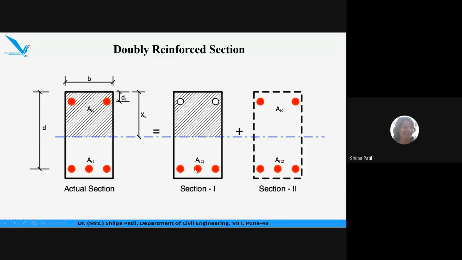So we are distributing the total AST in both sections in such a fashion that the force of compression developed by the concrete in the compression zone is balanced by this AST1, and the force of compression developed by the steel in the compression zone will be balanced by the steel provided in the tension zone. Is it clear to everybody? Because understanding this concept is very important. All further formulas for a doubly reinforced section are based on this concept only. Do you have any doubts in this?